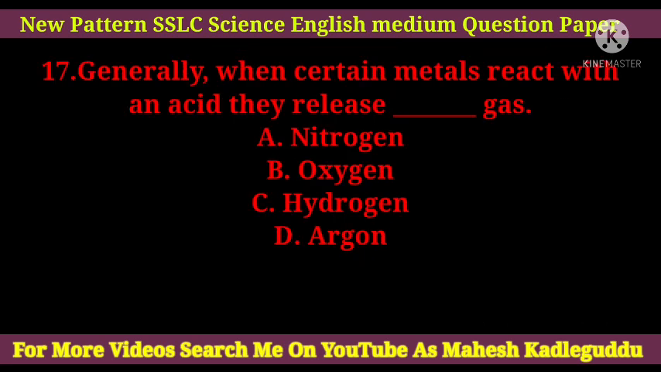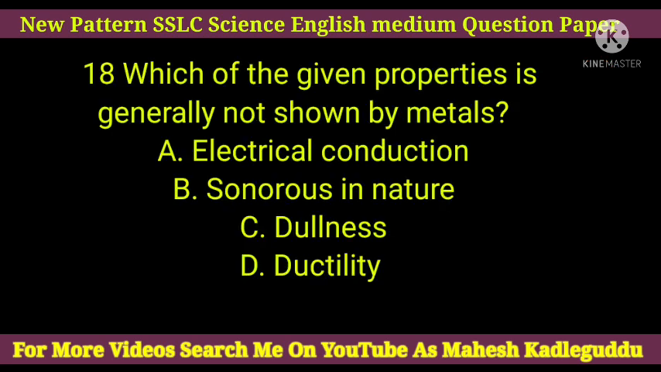Next, 17th question. Generally, when certain metals react with an acid, they release dash gas. Nitrogen, oxygen, hydrogen, argon. Generally, when certain metals react with an acid, they release hydrogen gas. Hydrogen is the right answer for this 17th question. 18th question. Which of the given properties is generally not shown by metals? Electrical conduction, sonorous in nature, dullness, ductility. The property generally not shown by metals is dullness. Dullness is the right answer for this question.